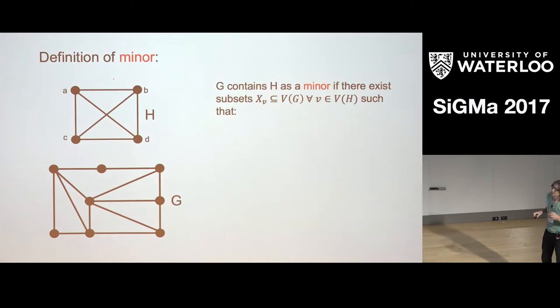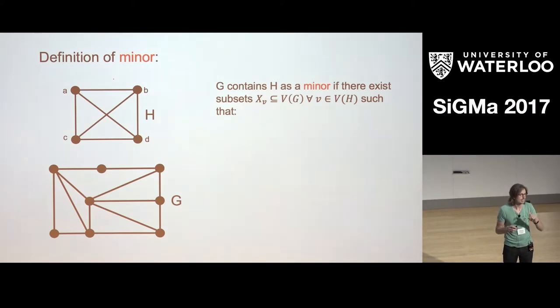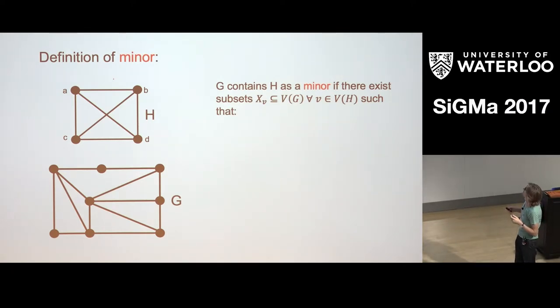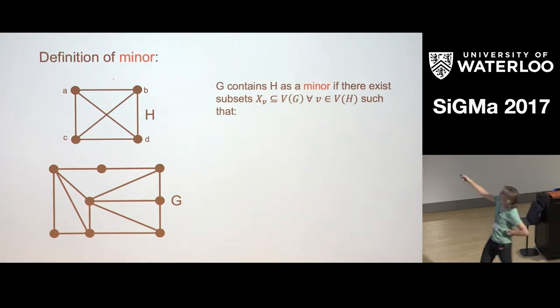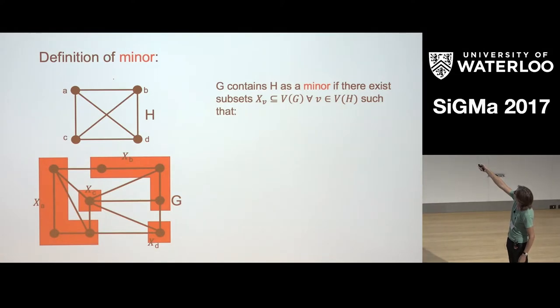So what's a minor? Let me give the definition so we're all on the same page. You may have seen the definition of a graph as a minor if I can obtain it by deleting edges and contracting edges. There's another equivalent definition which is a little bit easier to work with here. So I have a fixed graph H, my big graph G. G contains H as a minor if I can find subsets of the vertices, indexed by the vertices of H.